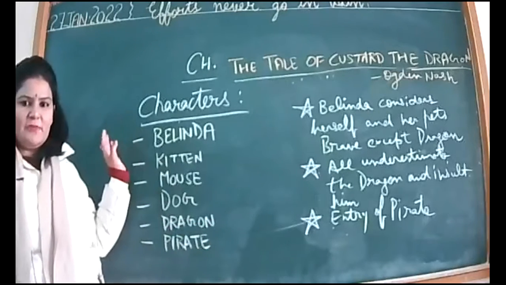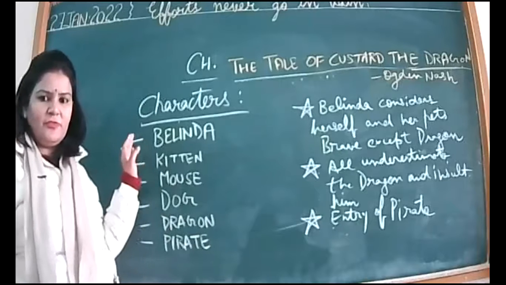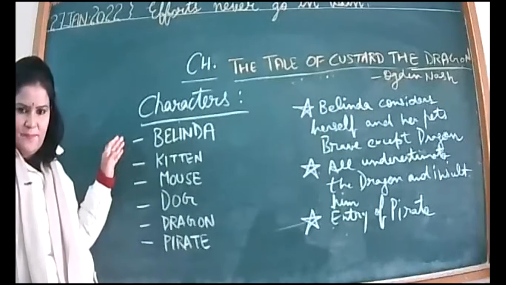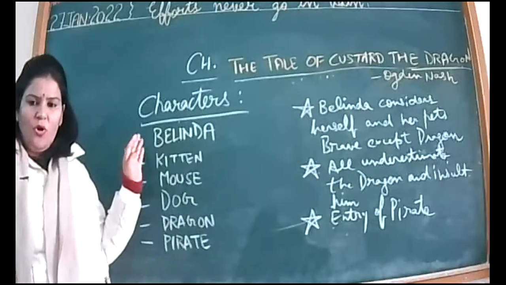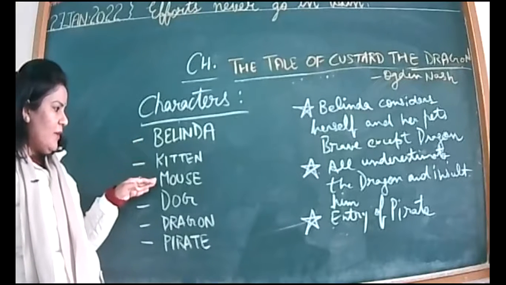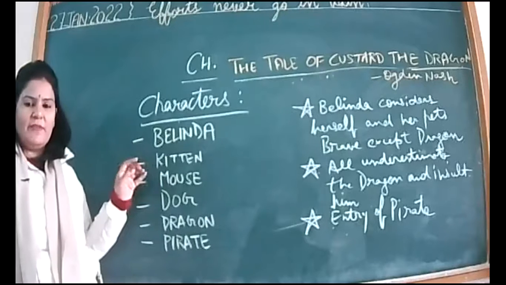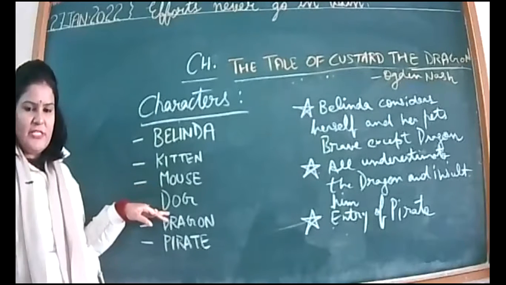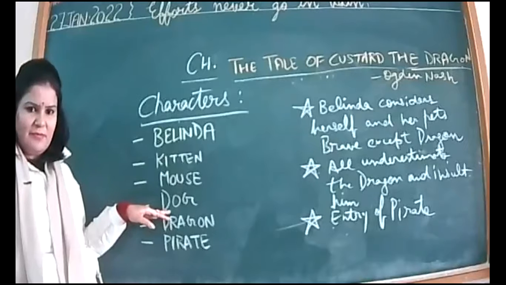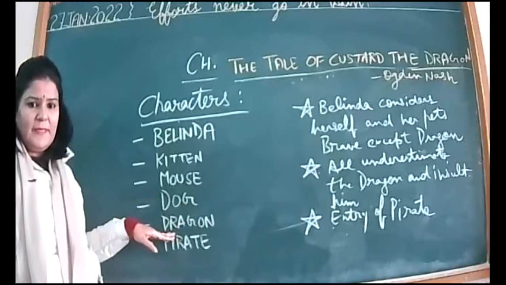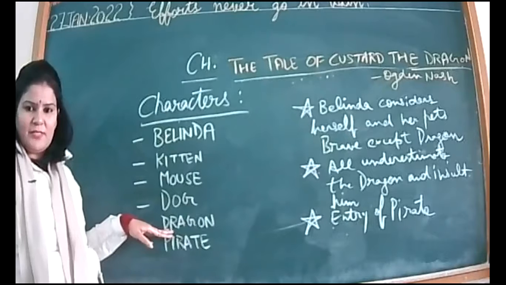So we have characters. Let me introduce them once again for those who were not there. Belinda is a little girl, and she has four pets. One is a kitten, one is a mouse. They have been given colors also: a black colored kitten, a gray colored mouse, and a yellow colored dog. And she has named them also. We will read it in the poem once again. And then the dragon. She has named him Custard.